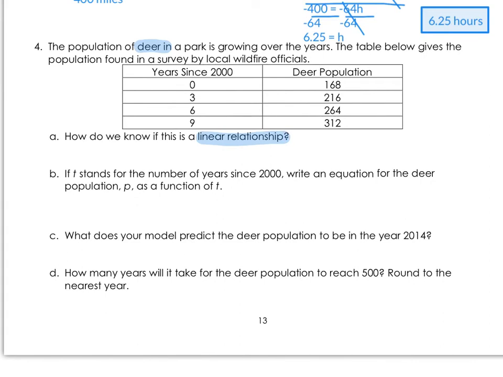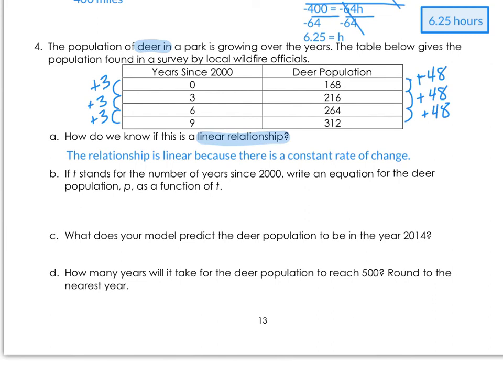So if we look at the years, these are going up. They're going up 0 to 3 to 6 to 9. That's adding 3 each time. So I just put the plus 3 on each side. Now, if I look at the deer population, what's happening to it? It's going from 168 to 216. We can subtract those to find out what's happening. That's adding 48. And then I just try to see if that's consistent. And if I add 48, I do get 264. And if I add 48 again, I get 312. So it is constant. So I know that it's linear because there is a constant rate of change.